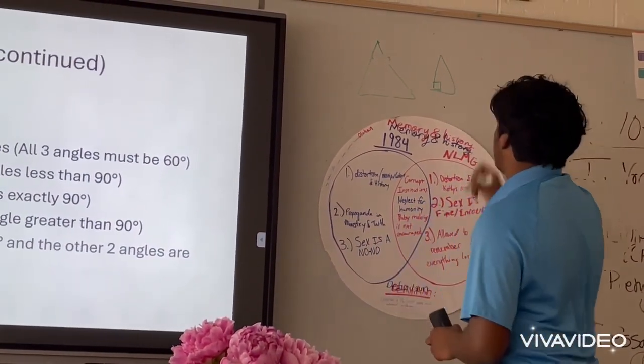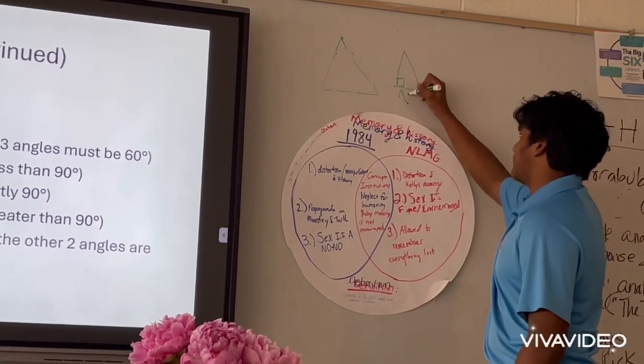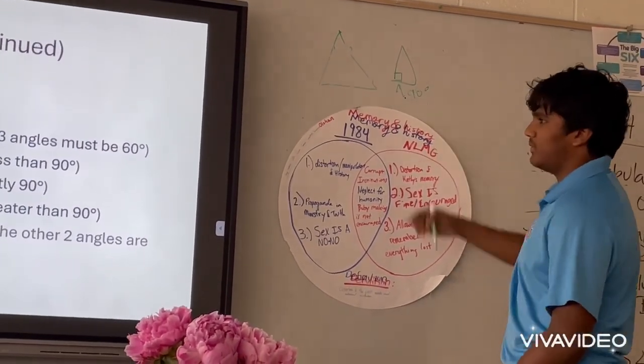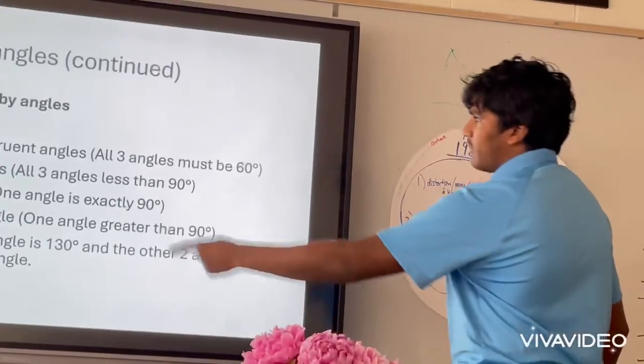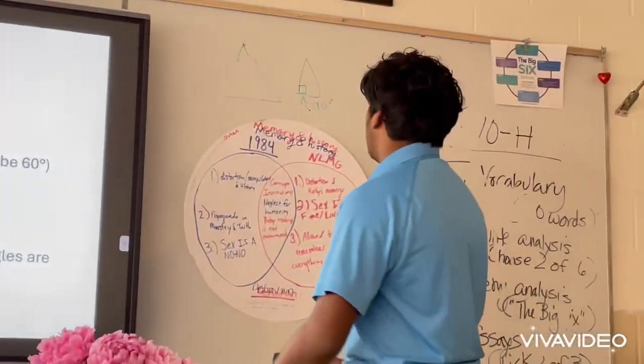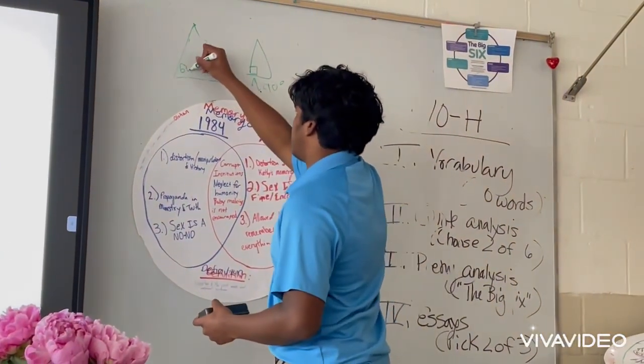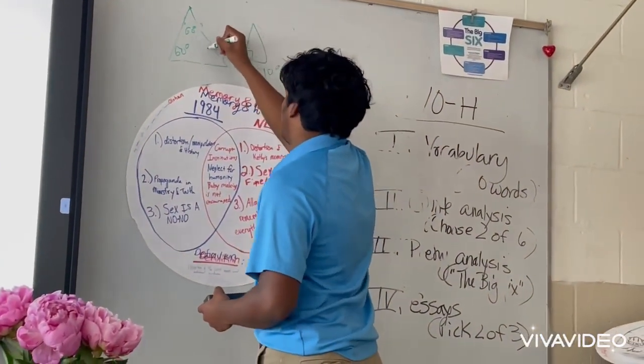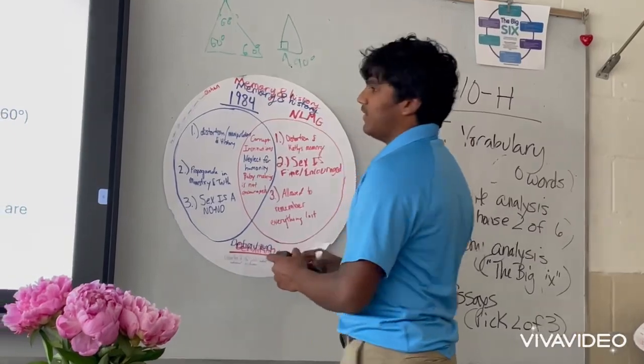And I can show you how a right triangle will look. A right triangle will look like this. This is always 90 degrees. So this is the right triangle. An equiangular triangle has all three congruent angles. So 60 right here, 60 here, and 60 there.